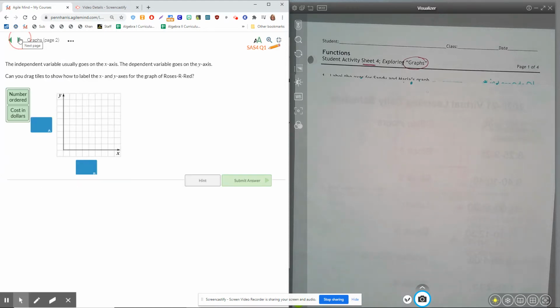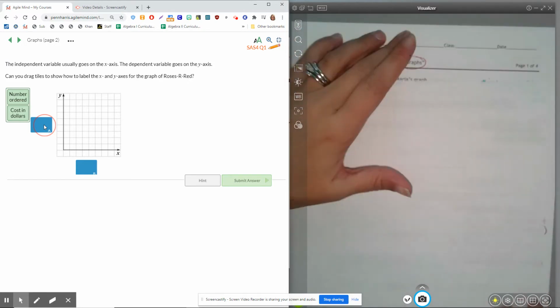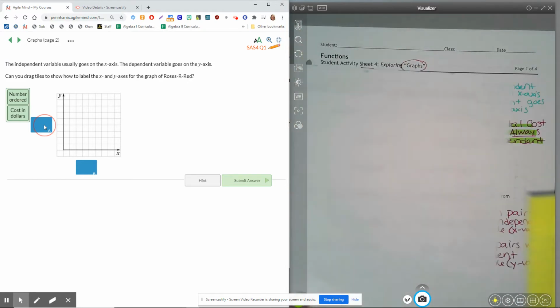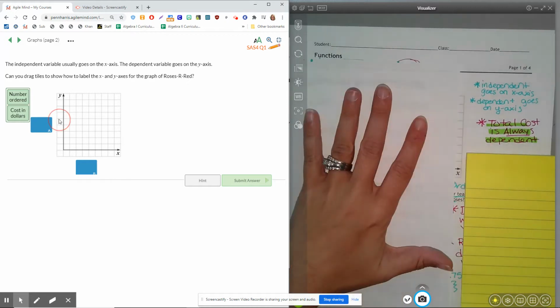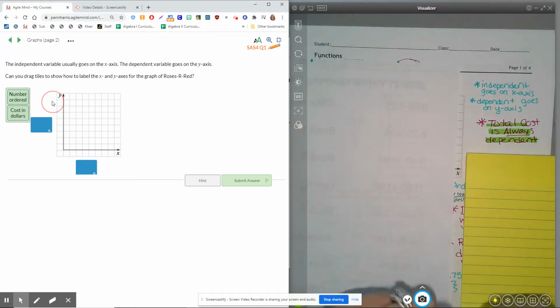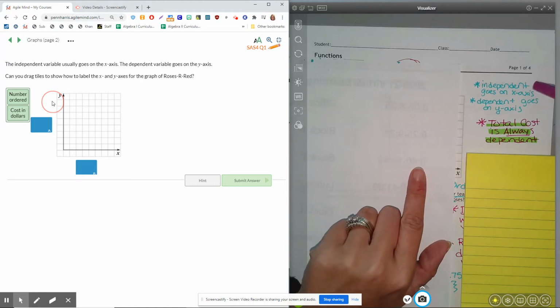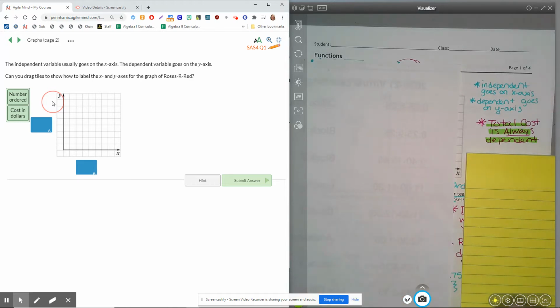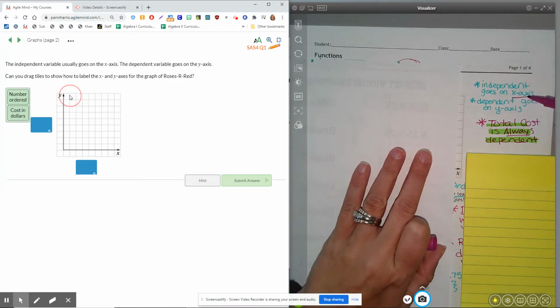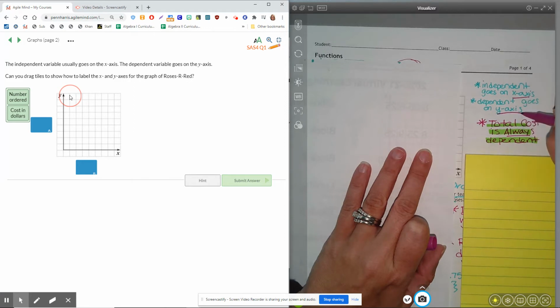The first thing that I want to do here, guys, is talk about taking that information and putting it on the graph. One of the first things we're going to have to do is actually label this graph. But before I do that, I want to give a little bit of a recap about independent and dependent variables. This should be review. Independent variables always go on the x-axis. Dependent variables always go on the y-axis.